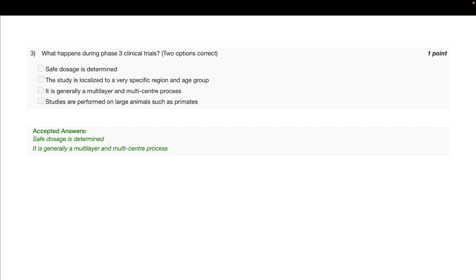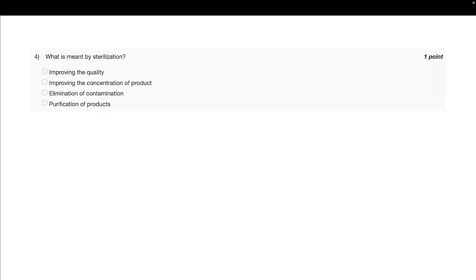Okay, then let's look at the next question. Next is what is meant by sterilization? Improving the quality, improving the concentration of product, elimination of contamination, or purification of products. Any guesses? Option 3, madam. Okay, someone said option 3 and someone said option 4. Okay. Thanks for answering. Anybody else?